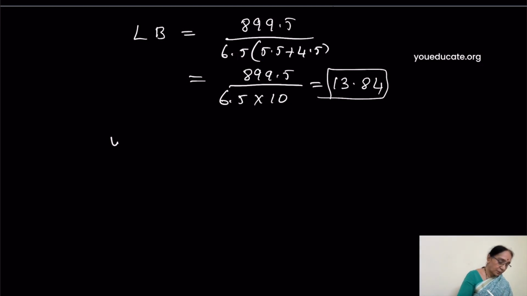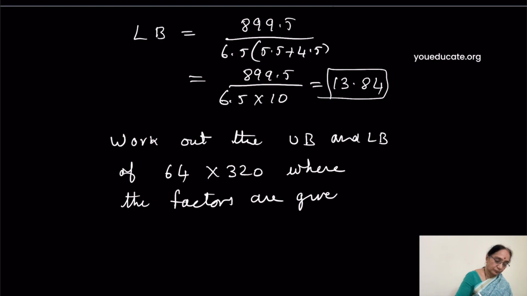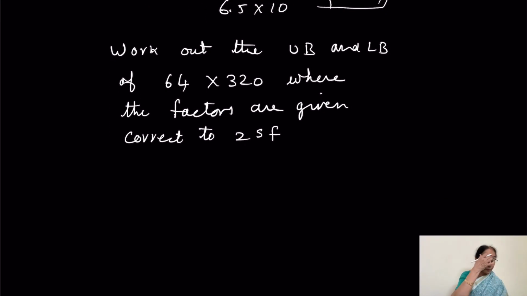Now work out the upper bound and lower bound of 64 times 320, where the factors are given correct to 2 significant figures. So they have been given to two significant figures. So now I have to find out the upper bound and lower bound for these factors.